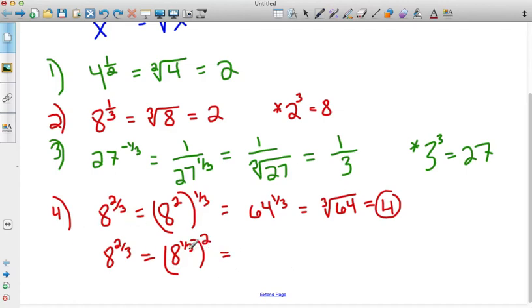Let's go this route. 8 to the 1/3 is going to be the root of 8, and depending on the fraction, it's the third root. And then we want to square that. On this step, I simplified 8 to the 1/3 as the cubic root of 8. Now we know that the cubic root of 8 is 2 from before, squared. 2 squared then gives me 4.